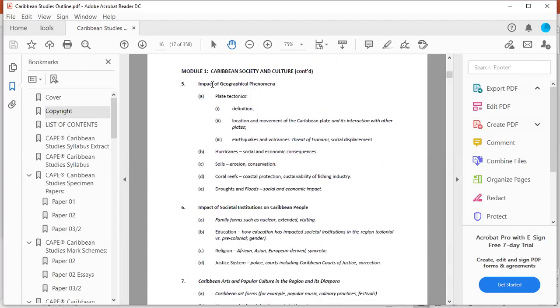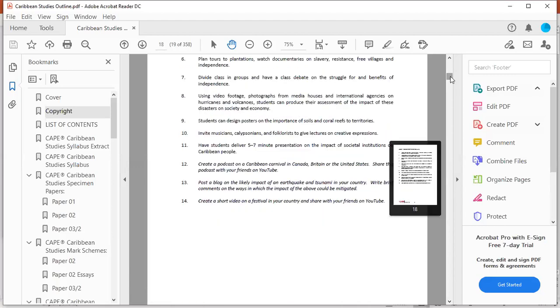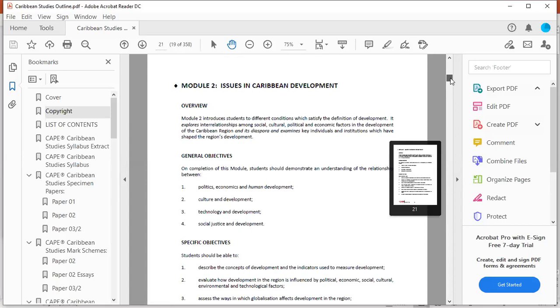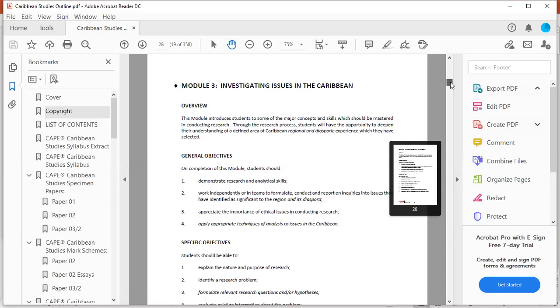And then when January comes, we're going to start this impact of geographical phenomena and finish module 1. Module 1 is the longest module. So we know for sure that's a problem. Well, we know it's going to take some time.